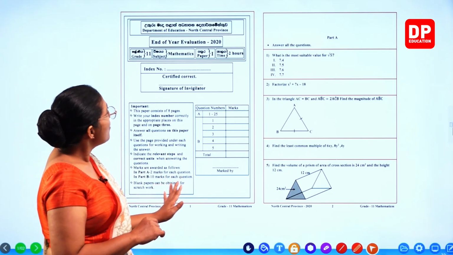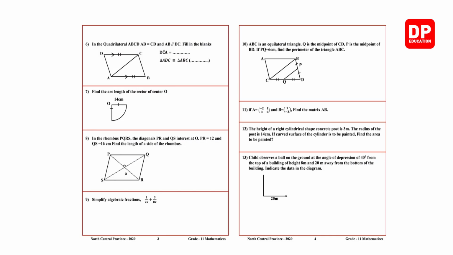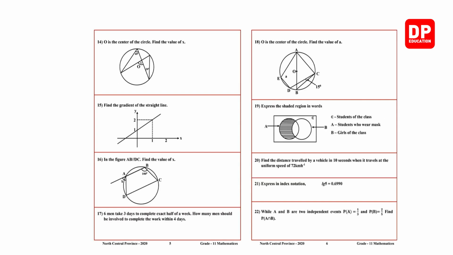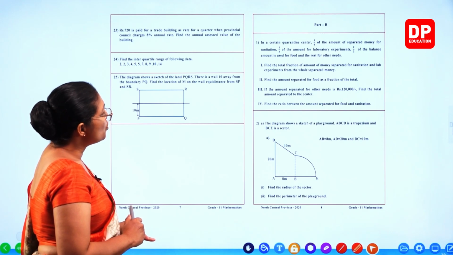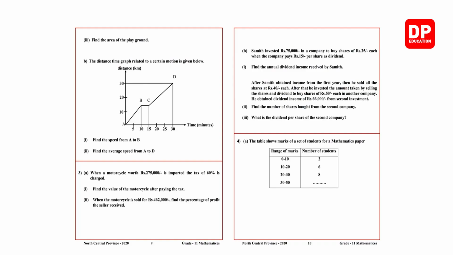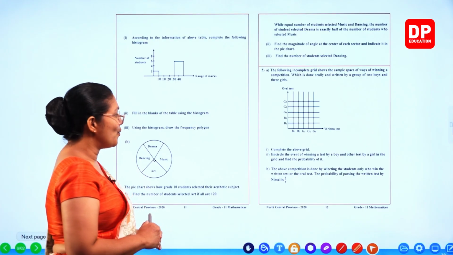This is page number 1 to 5, questions 6 to 9, then 10 to 13, 14 to 17, and then 18 to 22, 21 to 25. Then you get part B long questions. Question number 1, 2, then 3, 4, and then question number 5. So let's do this paper now.